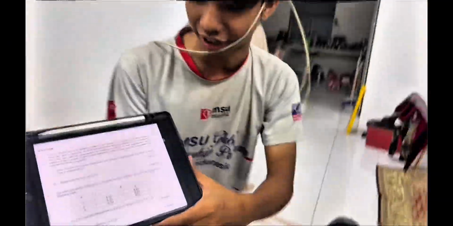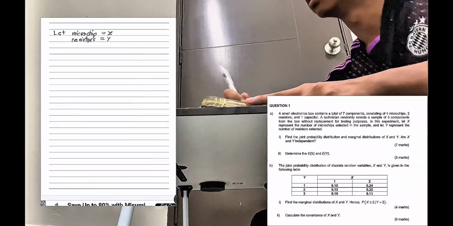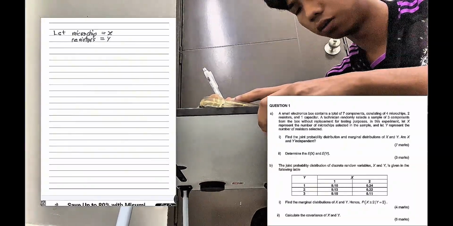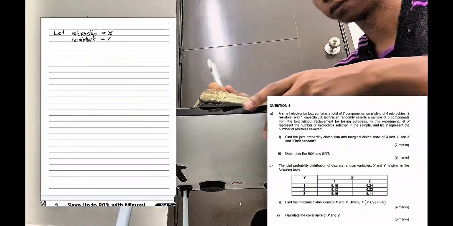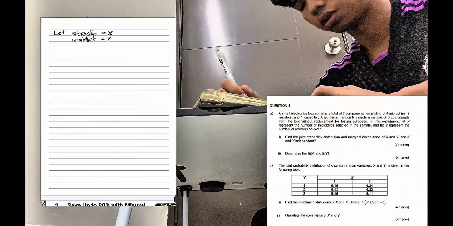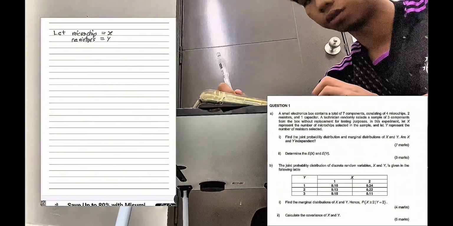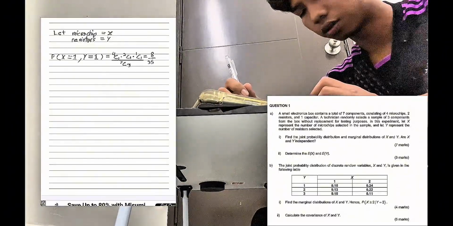Anyways, let's take a look at this question. Okay, let X be the number of microchips and Y be the number of resistors selected. There are 4 microchips, 2 resistors and 1 capacitor, and 3 components are selected without replacement.